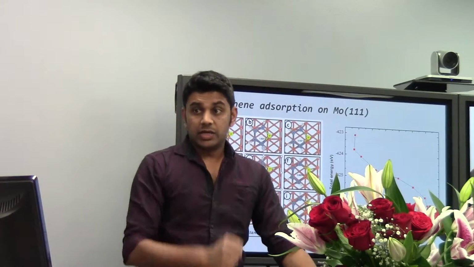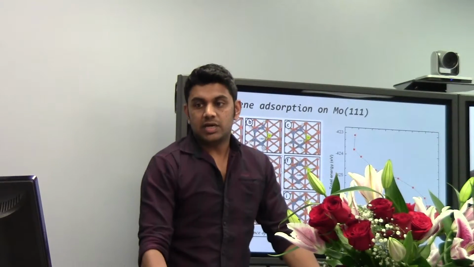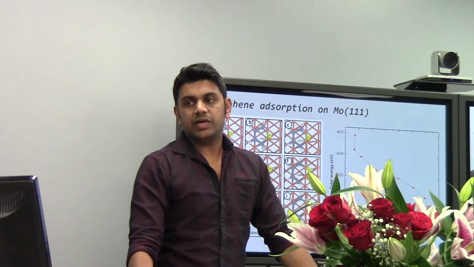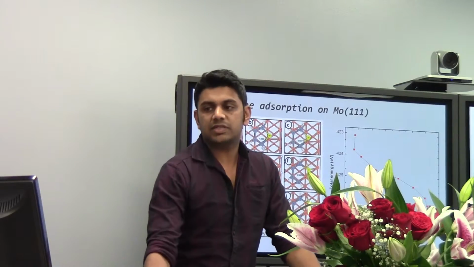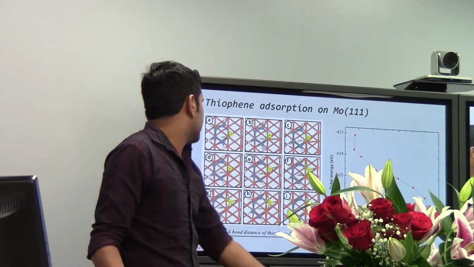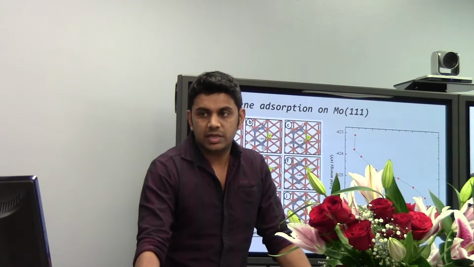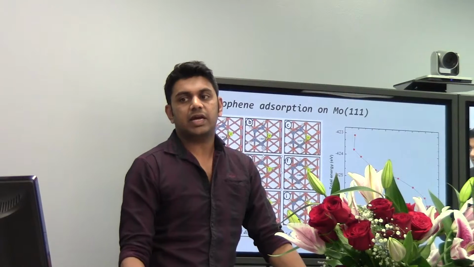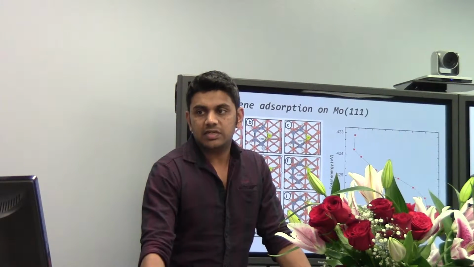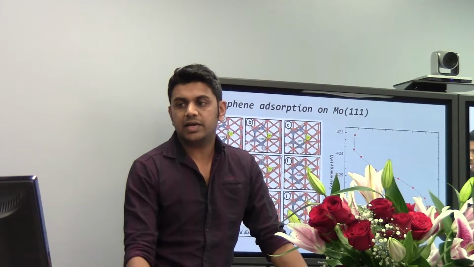Thiophene seems to be dissociatively adsorbing on catalytic surfaces. Here you can see the variation of carbon-sulfur bond distance during this adsorption process. As you can see, with time one of these carbon-sulfur bonds is dissociating. This bond is elongating and dissociating.